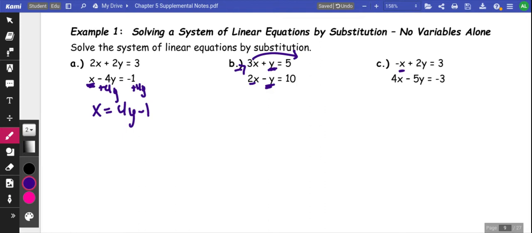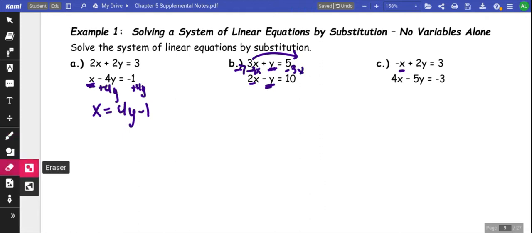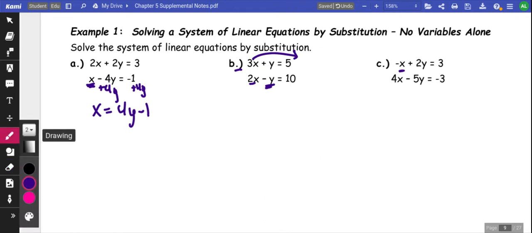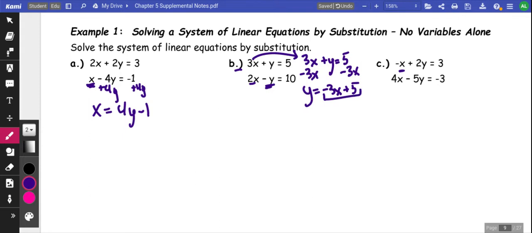I'm going to subtract 3x from both sides. That's a little hard to see. I'm going to rewrite this. Okay, so I've got 3x plus y is equal to 5. I'm going to subtract that 3x from each side. I'm going to be left with y is equal to negative 3x plus 5. Okay, there's that little chunk we can use to substitute.